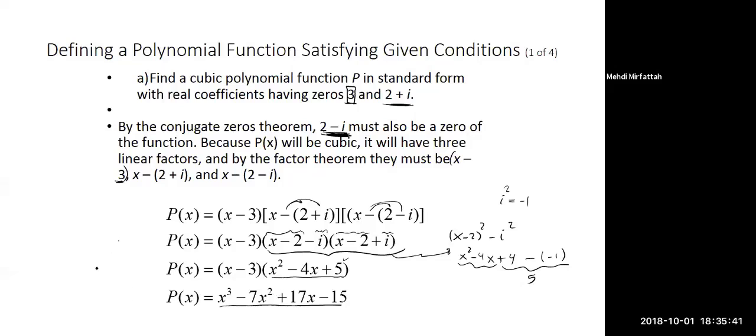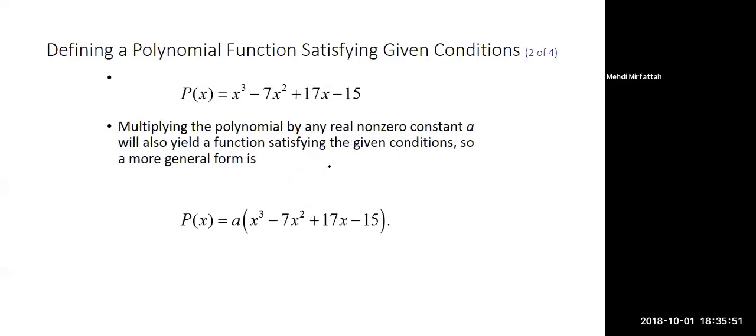All right, so we all know how to do this. So p of x would be x cubed minus 7x squared plus 17x minus 15. That is my polynomial. Multiplying the polynomial by any real nonzero constant a will also yield a function that satisfies the given condition. So if I put the a here, that also would be a general form of that polynomial.